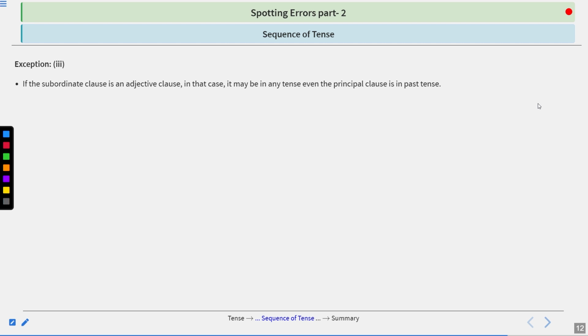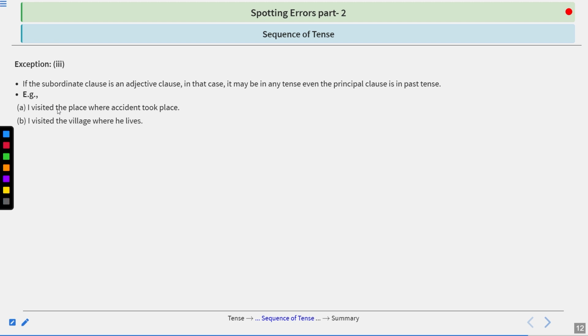Sequence of tense. Exception 3. If the subordinate clause is an adjective clause, in that case, it may be in any tense, even if the principal clause is in the past tense. Example, I visited the place where accident took place. Here we have used visited, the past tense, and in the subordinate clause, we have also used past indefinite tense. Where accident took place is an adjective clause. In this case, we can use any tense.